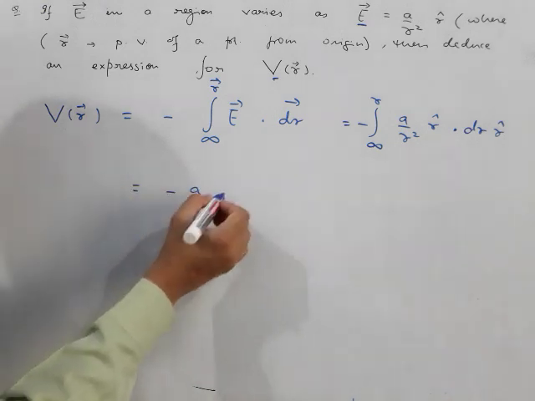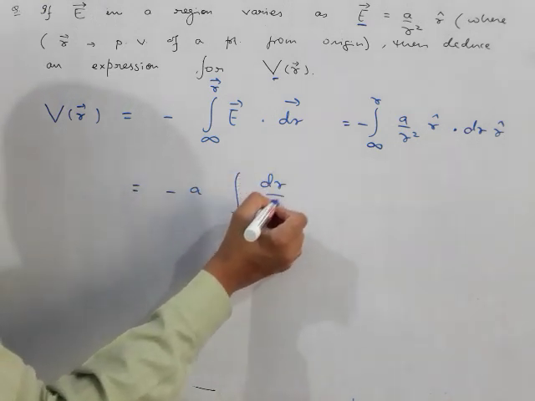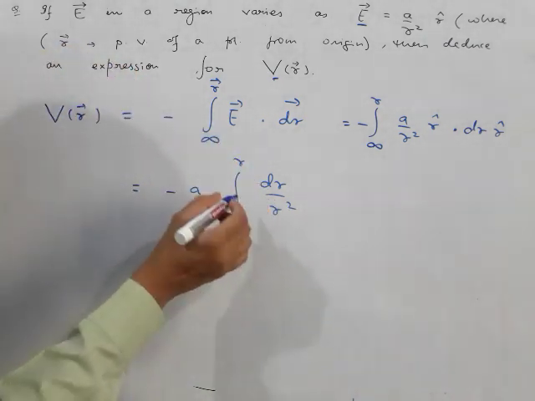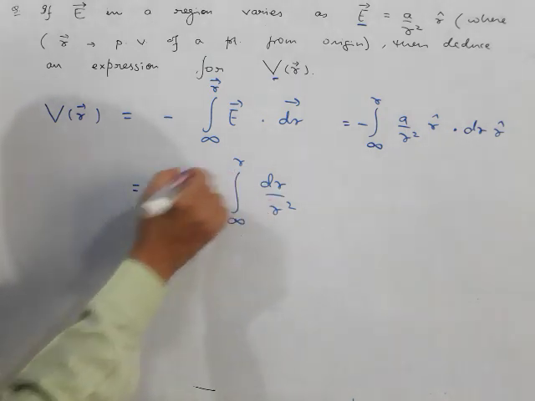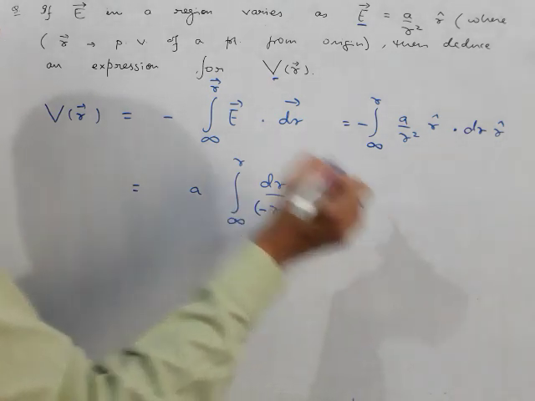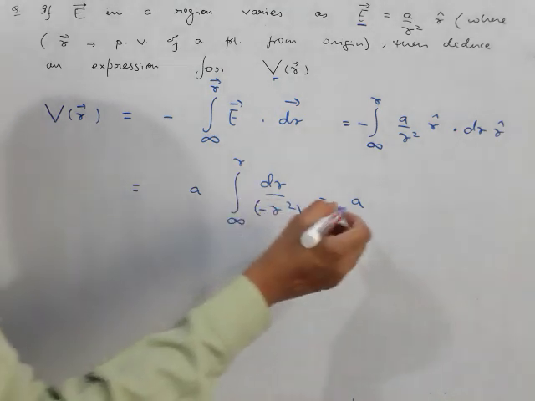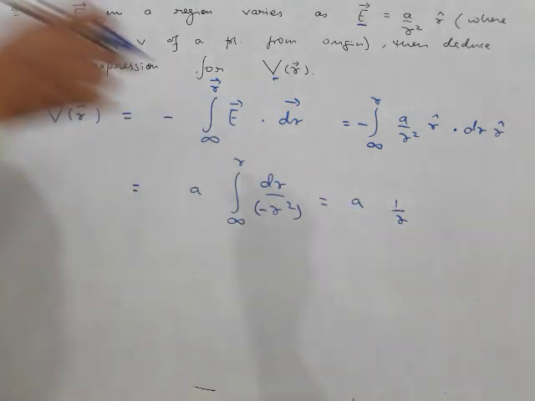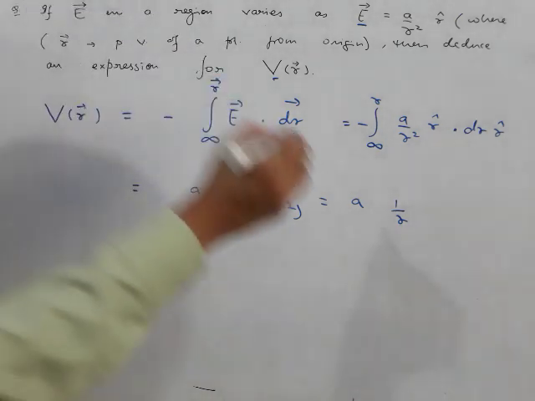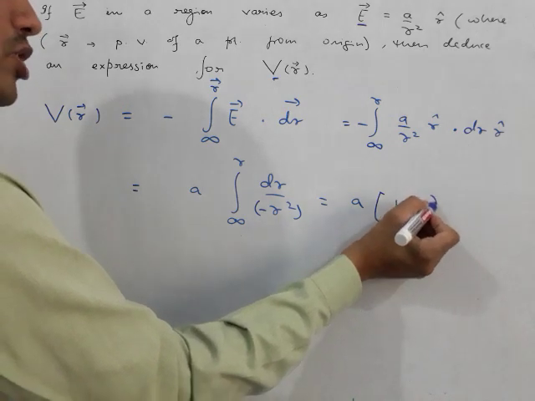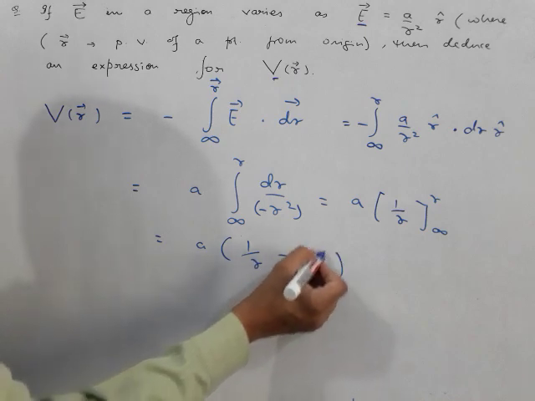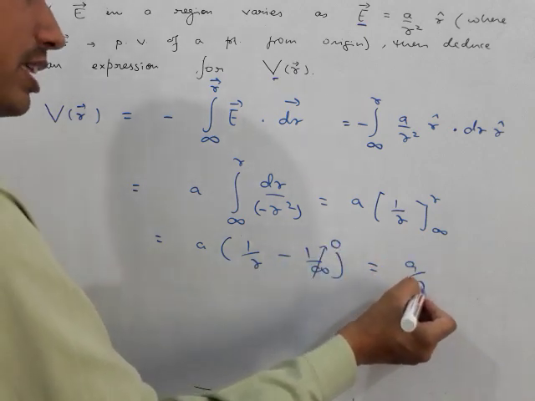Minus, a is constant, that will come out, integration of dr upon r square from infinity to r. This minus I can take inside, or you can write directly also. Integration of dr by minus r square is 1 by r. If you are having trouble in this, you can write the integration of dr by r square first, then that minus sign and this minus sign will become plus. And the limits from infinity to r, so this becomes a into 1 by r minus 1 by infinity, this becomes 0 and the formula becomes a upon r.